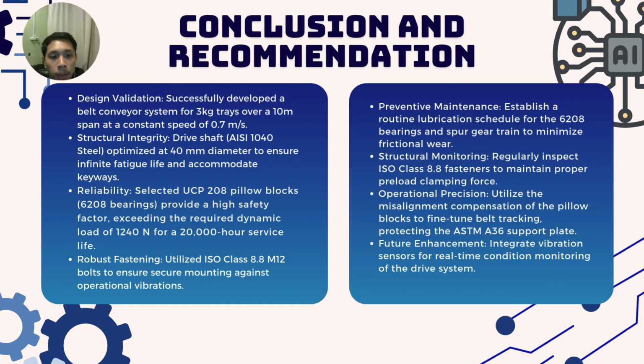This is the last part of our presentation. To conclude, let's look at the final outcome and our recommendation for the system. Our design successfully meets all the technical requirements. We have validated the gear reduction ratio of 16.27 to 1, which allows the system to maintain the target belt speed of 0.7 meters per second.